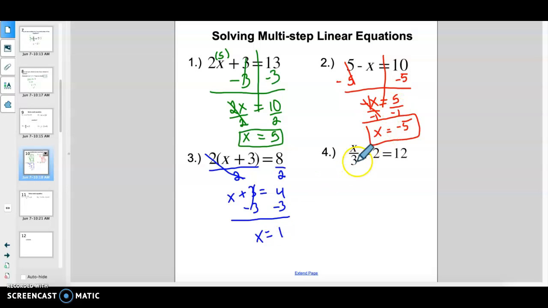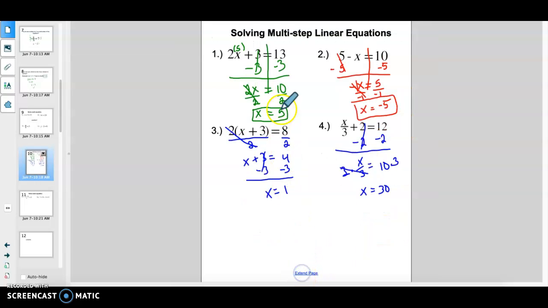Finally, I see a fraction, so don't let that intimidate you. We always first start with adding or subtracting, so we're going to subtract 2 on both sides. 2 minus 2 is 0, so it's gone. And then right now, this is x divided by 3, so the opposite of dividing is multiplying. So you're going to multiply both sides by 3. So 3 divided by 3 is 1, so we're just left with x equals 10 times 3 is 30.